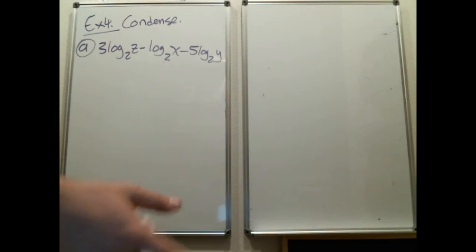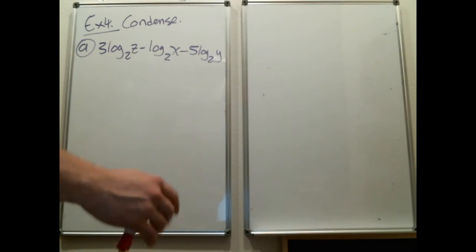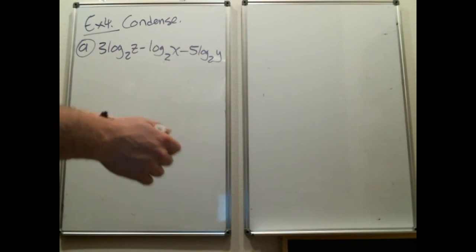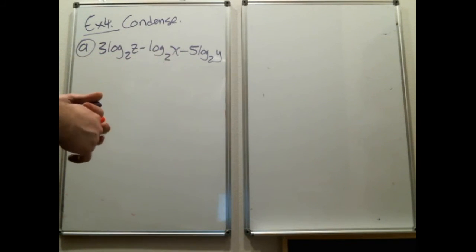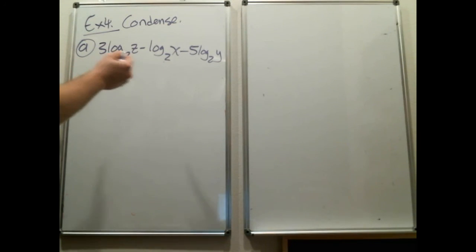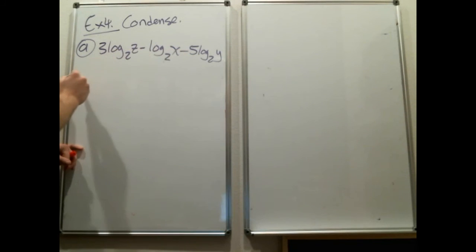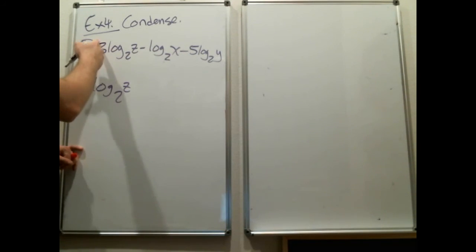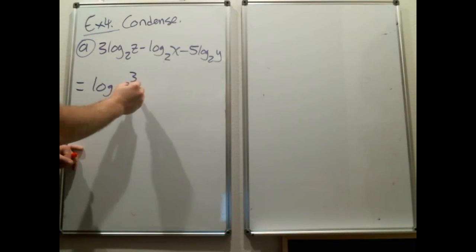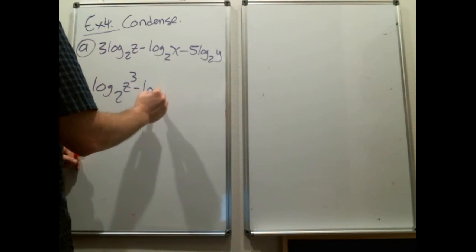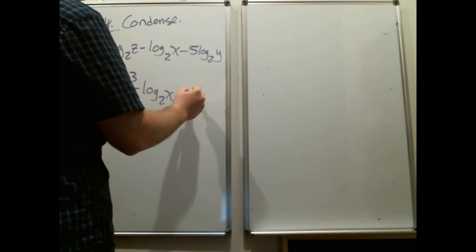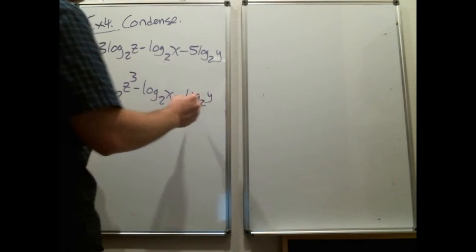I encourage you to try this yourself first. Go ahead and pause the video, but you may get stuck in the next step or two. Try it yourself, see where you get stuck, and just keep pausing and use me as a guide. So power property first. This is log base 2 of z. So this 3 comes up to the top now. Minus log base 2 of x. And this 5 now moves up here, of log base 2 of y.